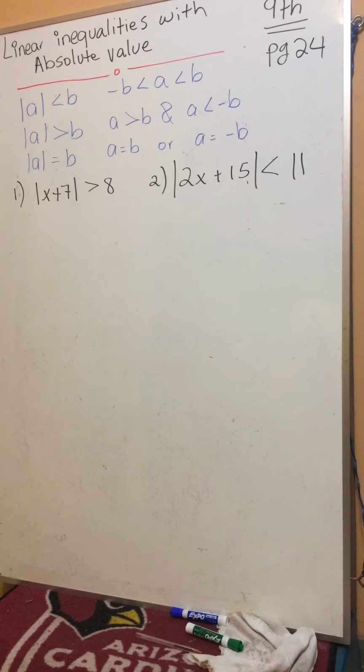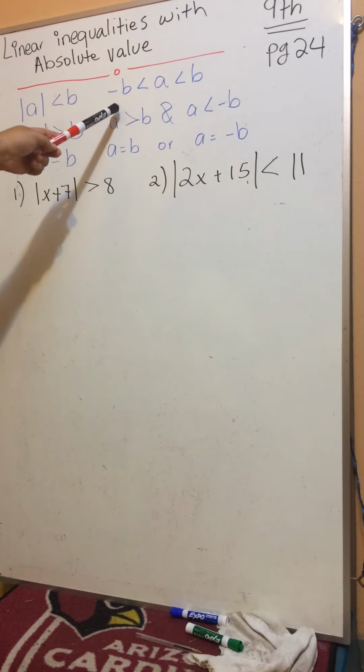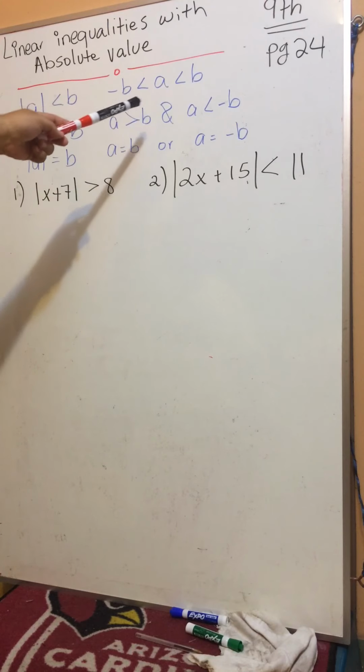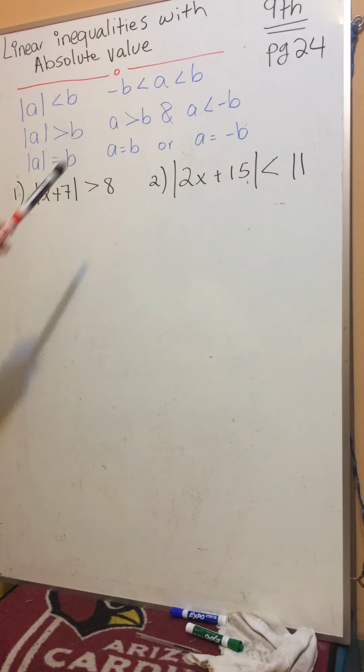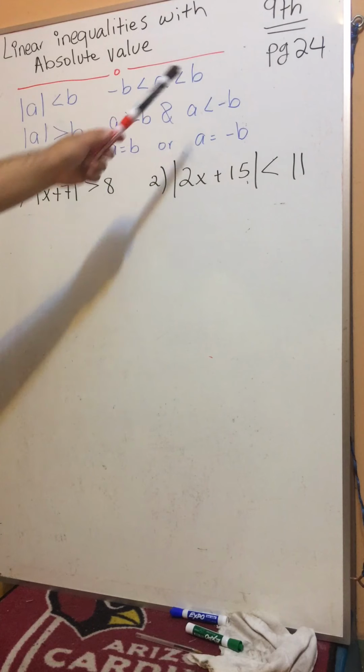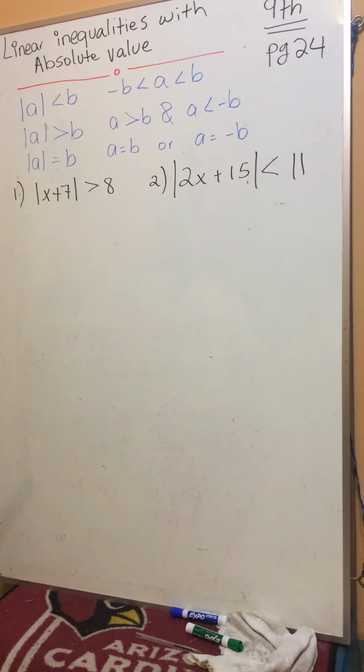So when we are talking about inequalities and absolute values, we have different rules. Let's review those rules. When we have the absolute value of a less than b, we have to convert this inequality into negative b less than a less than b. The negative on this side, positive on this side. This is when we have a less than.